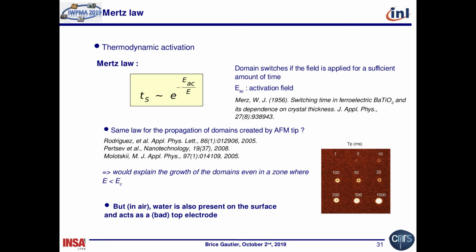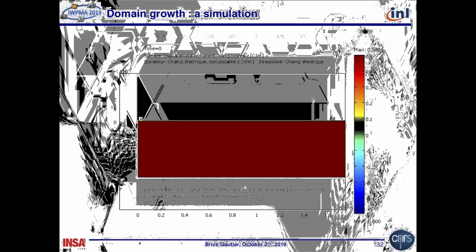And it does. So we decided to take into account the fact that you are using an AFM, you are in air, and you have a beautiful layer of water on the surface. So water is a bad conductor. So you can try and simulate what happens if you cover this surface by water and do as if it was a top electrode. And what you see is the growth of the domains due to the AFM tip, and you see this is the domain in one direction, and this is the domain in the other direction. This resembles the growth of any ferroelectric domains.